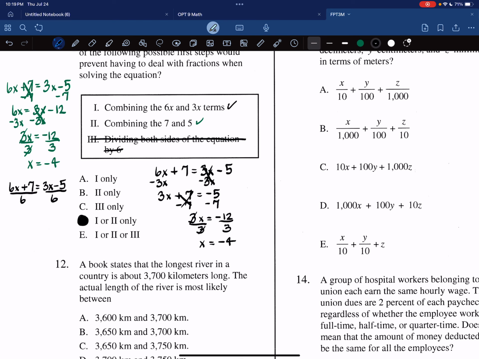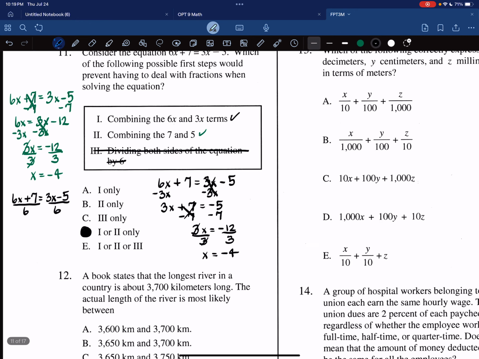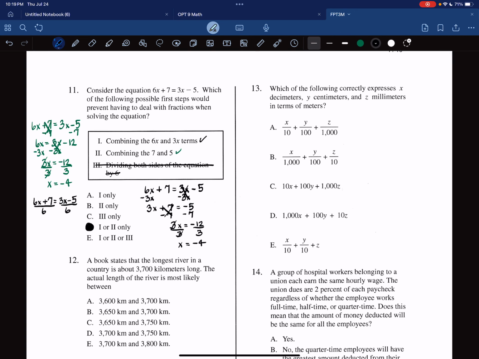I don't really like this question. To me, it's just kind of dumb, in my opinion. But they don't care about my opinion. That's the question I was given, and therefore I had to answer it. But you want D as in Delta.